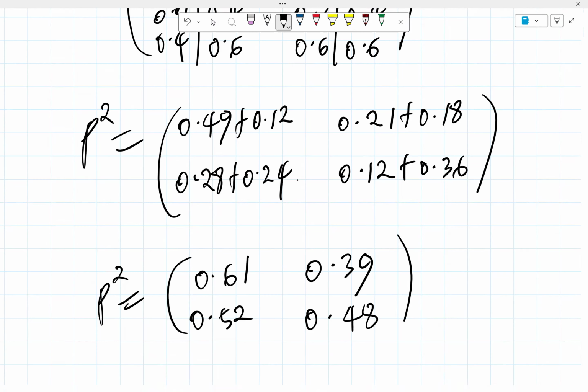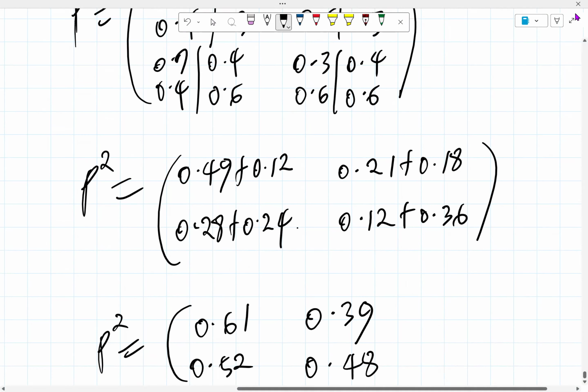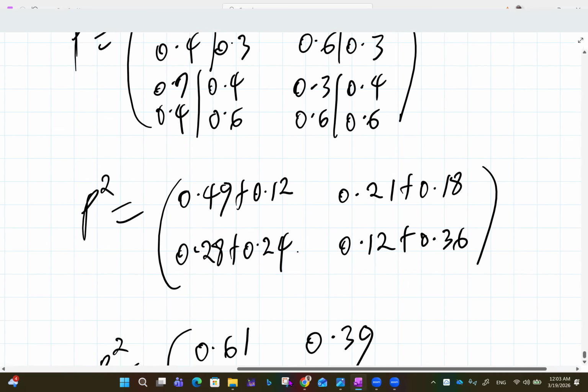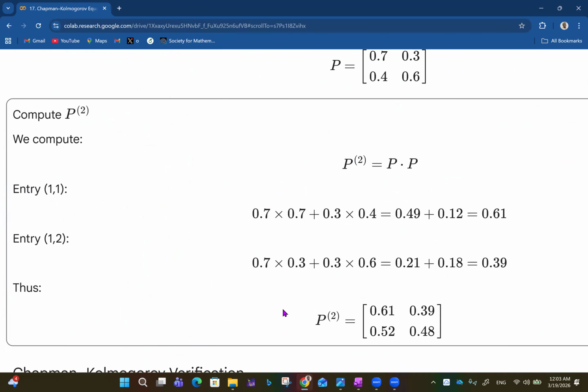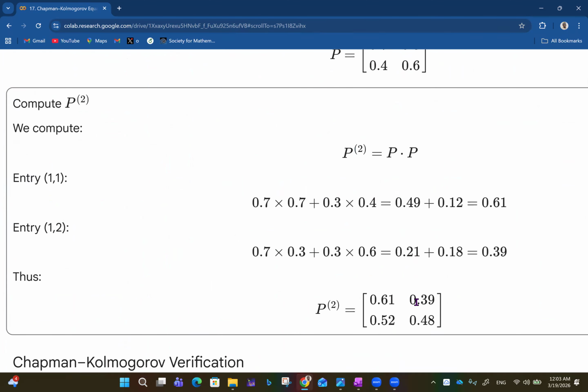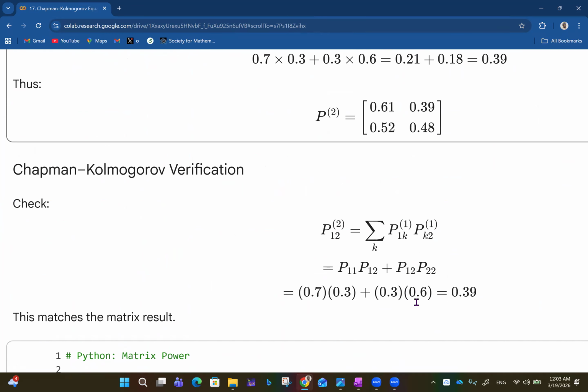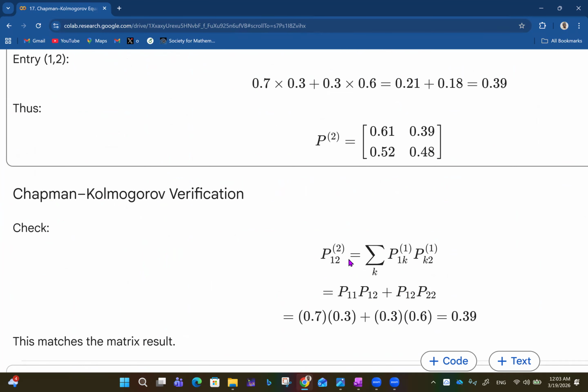That's how to do that. So if you square P, that's what we get. Now, that's exactly what we have right here. So to verify that, of course, that's P1.